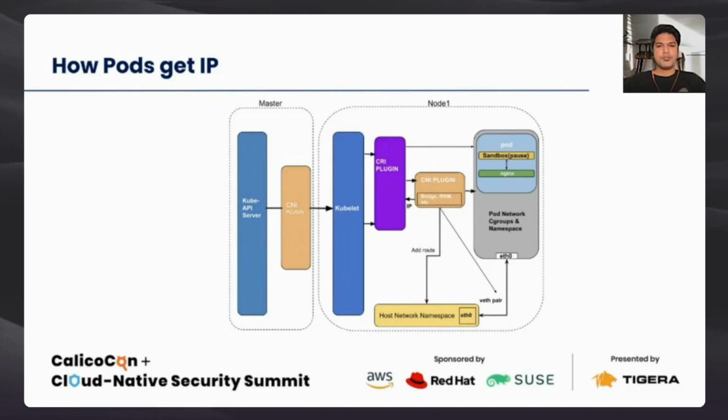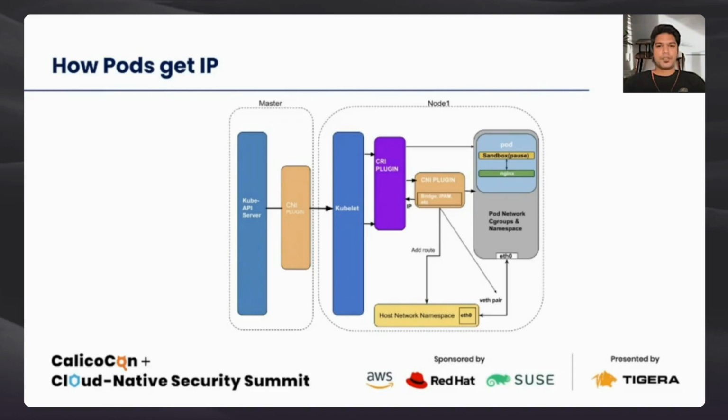It will create a VETH pair, virtual Ethernet pair, attaching one end to the pod network namespace and the other end to the host network namespace. Along with that, it will add a route to the host network namespace. This route is added so that the host knows there is a route established. The reason being, creating one pod in this case, and what if I create 100 pods, then 100 respective namespaces will be created. Even then, in case of that many pods, the host will be aware of that, and that's how it works.